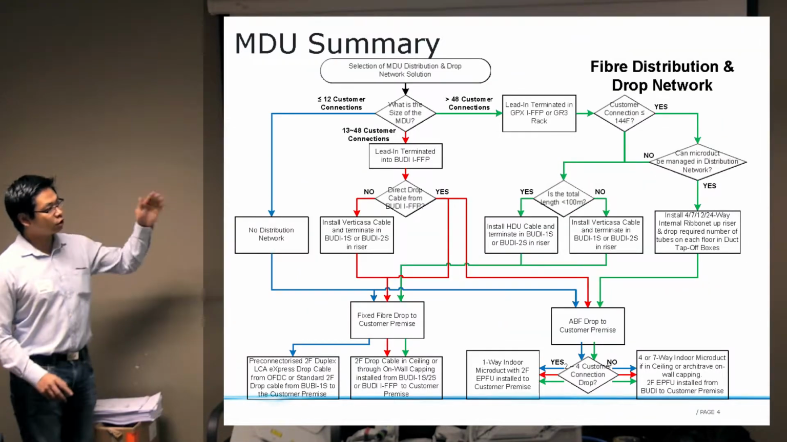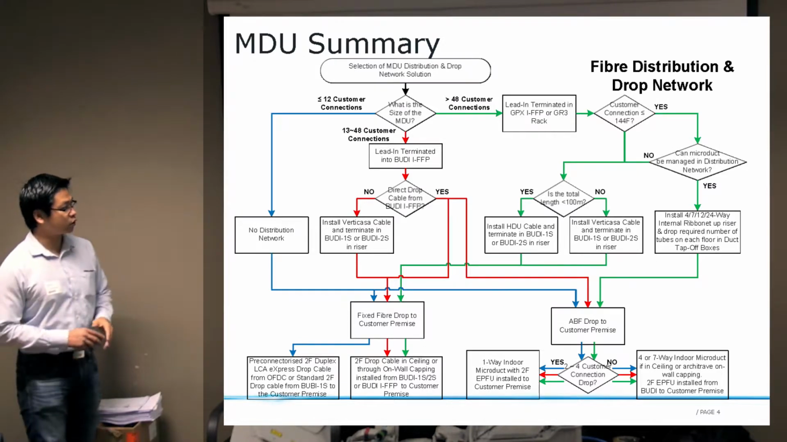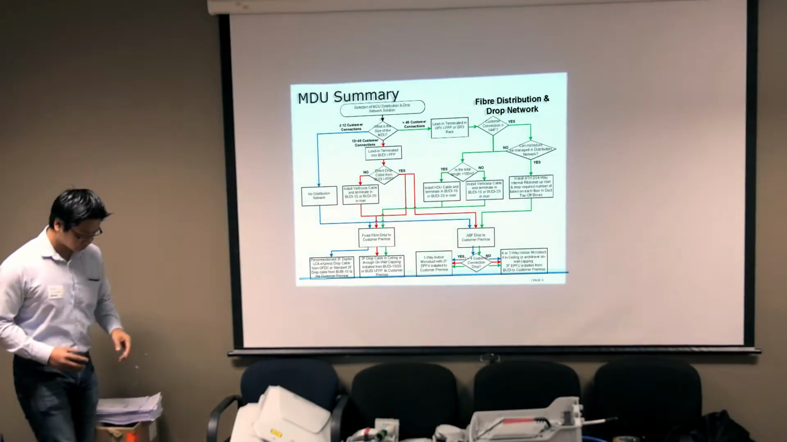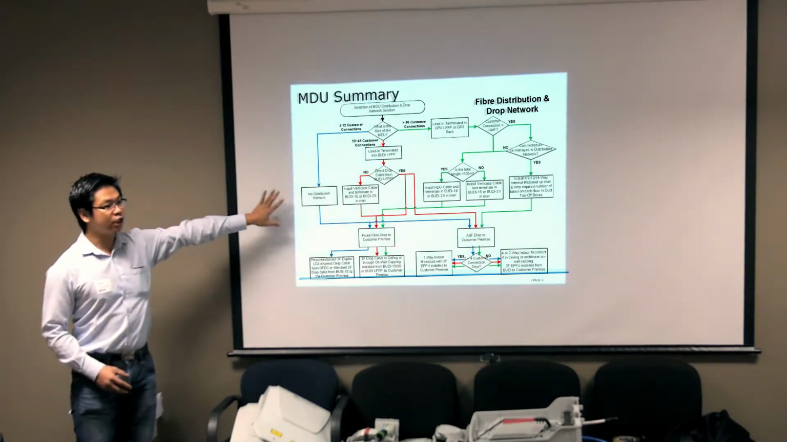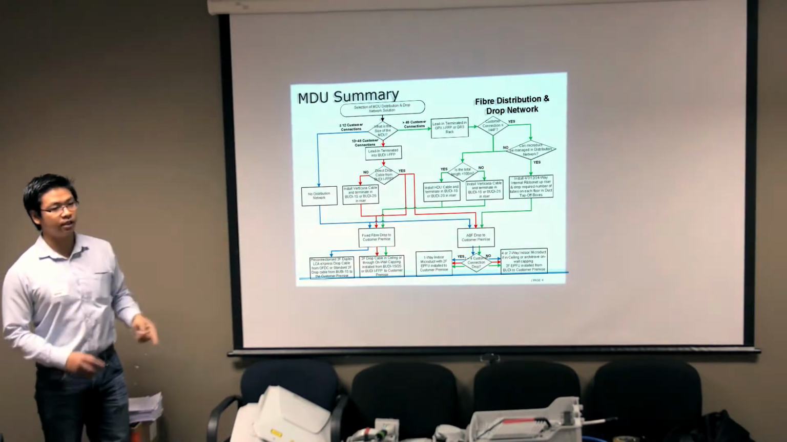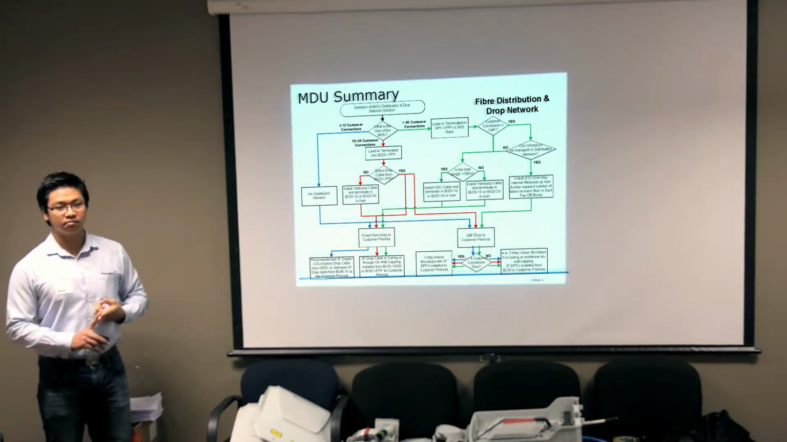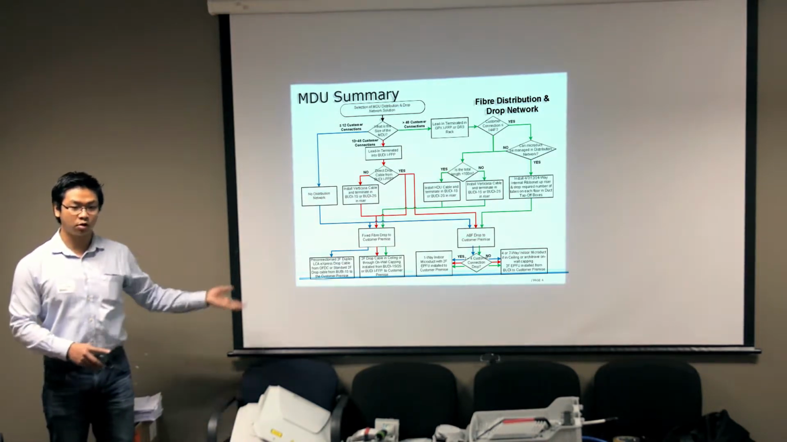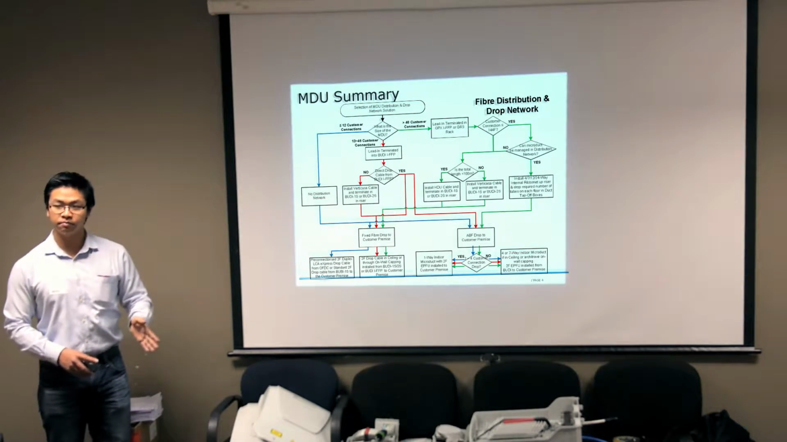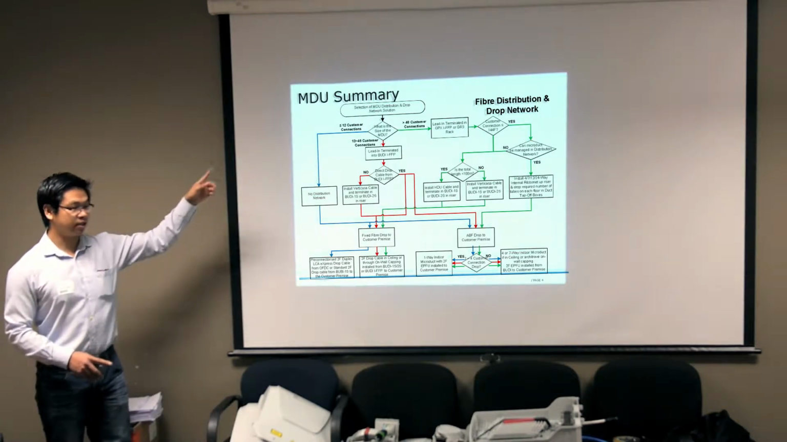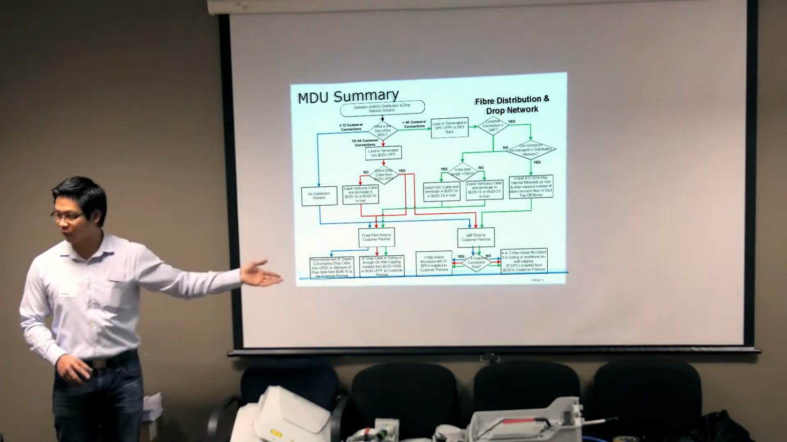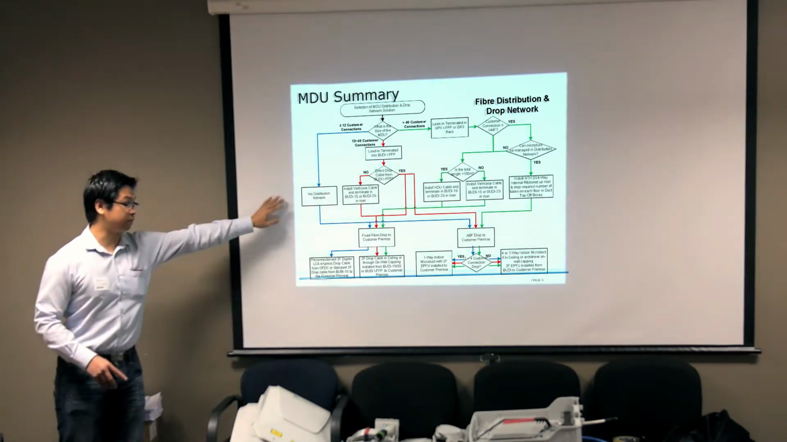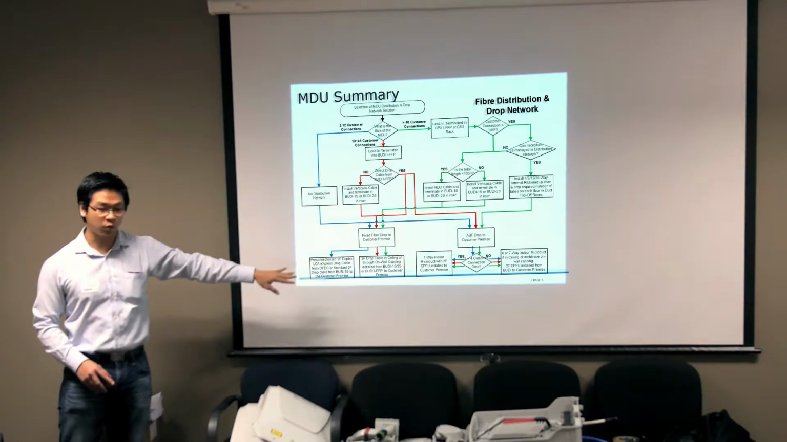Okay. So from the lead-in, we now go into the distribution network. For a small MDU, there is basically no distribution network because your lead-in is either a direct drop cable from your communal into each customer connection, or your lead-in is terminated into an internal FAT and then a direct drop cable from the FAT. So there is practically no distribution network.